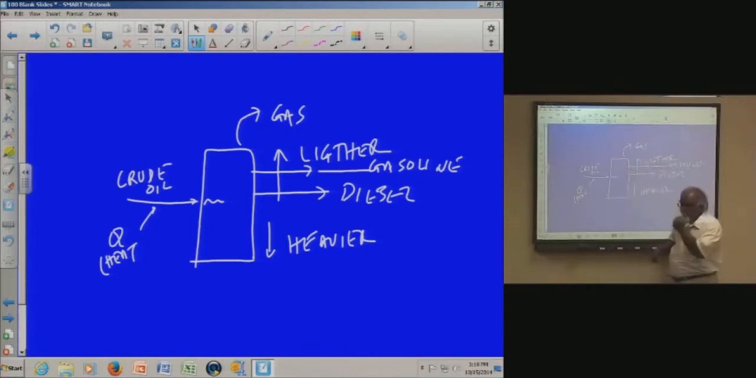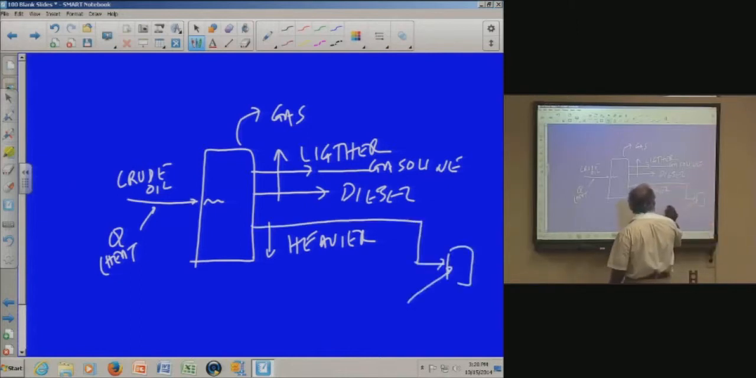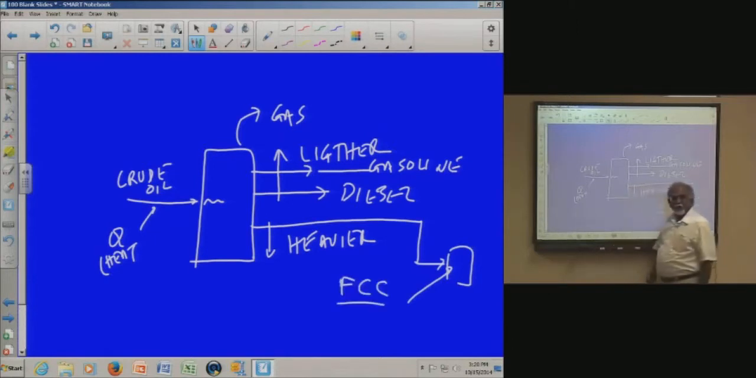Just to give you a simple example. If I have a heavier set of hydrocarbons over here, and I want to convert them to a smaller set of hydrocarbons, with a smaller number of carbons, I may take a stream from here and take it to another unit called fluid catalytic cracking, and that will take a heavier set of hydrocarbons and convert them to a lighter set of hydrocarbons.